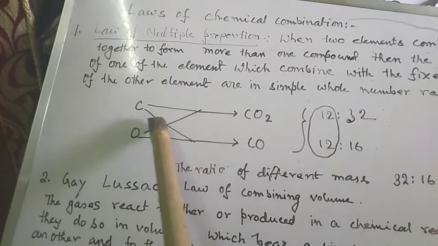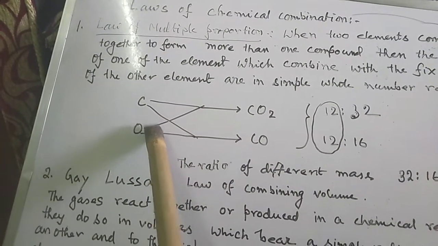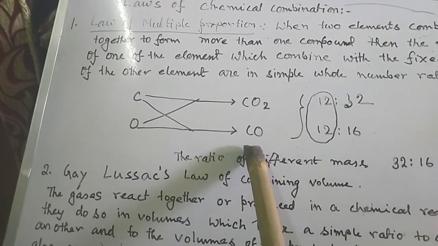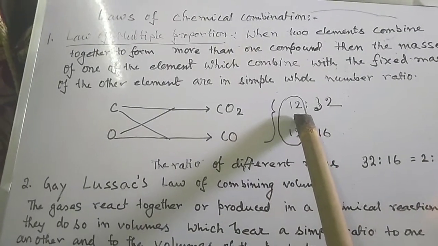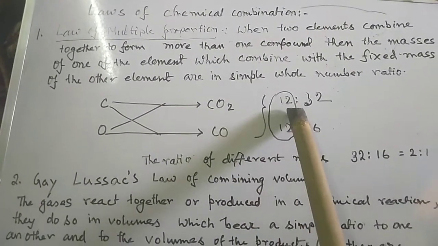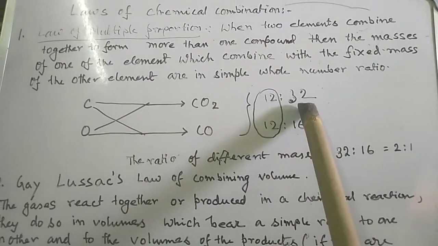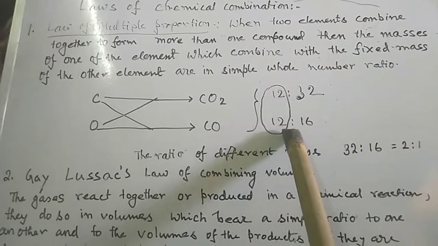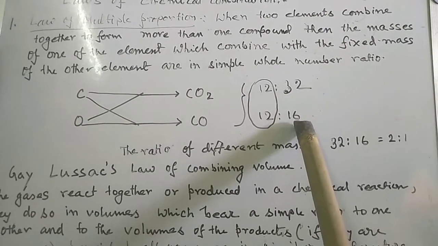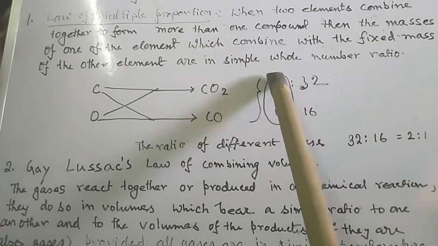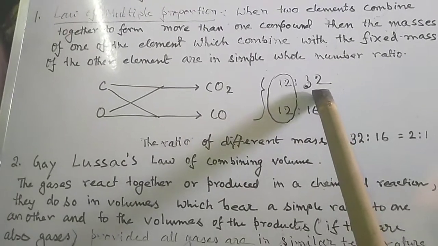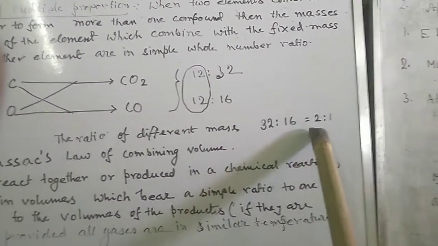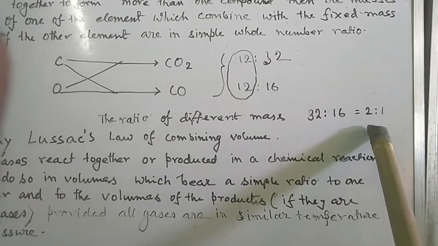Now, as an example, carbon can form two compounds with oxygen. One is carbon dioxide, another is carbon monoxide. With a fixed part of carbon, 12 parts of carbon combine with 32 parts of oxygen in carbon dioxide, and in carbon monoxide 12 parts of carbon combine with 16 parts of oxygen. So with the fixed 12 parts of carbon, two different parts of oxygen combine, 32 is to 16, that is 2 is to 1, which is a simple whole number ratio.